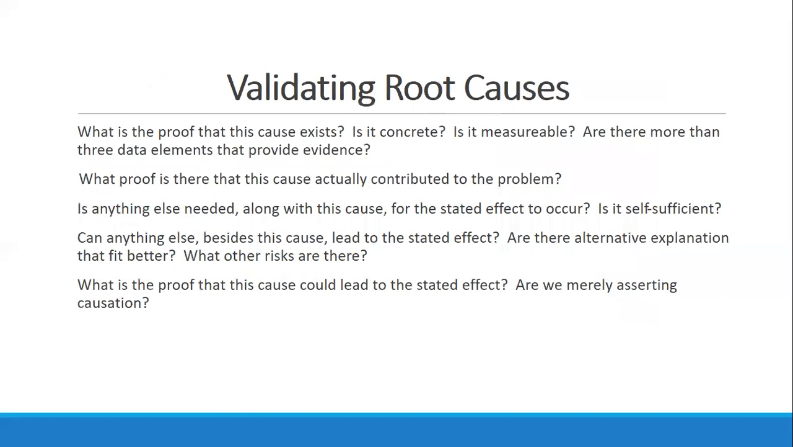In an effort to collect reliable and trustworthy data, we need to validate our root causes by considering the following. What is the proof that this cause exists? Is it concrete? Is it measurable? Are there more than 3 data elements to provide evidence? What is the proof that this cause could lead to the stated effect? Are we merely asserting causation?